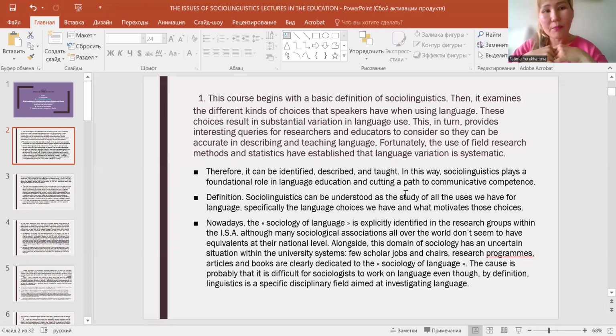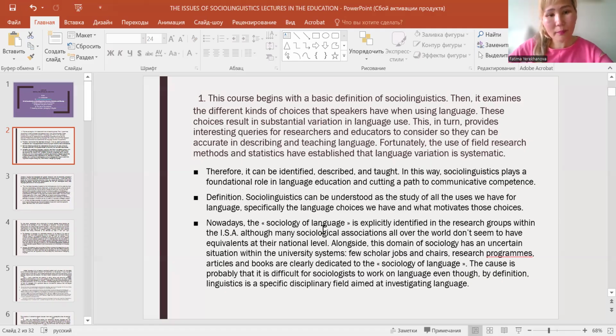So what about the definition here? Let's highlight, sociolinguistics can be understood as the study of all the uses we have for language, specifically the language choices we have and what motivates those choices. So this is also very important.